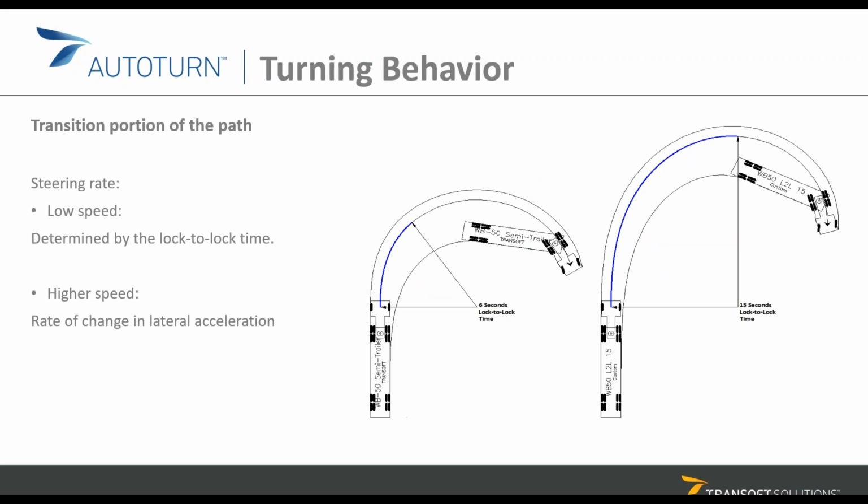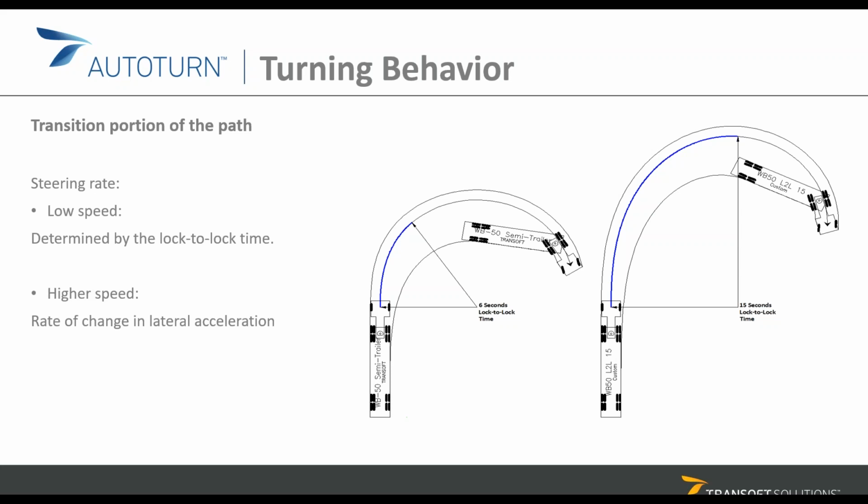So as I mentioned before, for low speed, this transition portion is based on the steering rate. And that steering rate is determined based on the lock-to-lock time in seconds. So when you have the lock-to-lock time and you have the speed of the vehicle, you can calculate how long this transition portion will be. And from that length and the speed, you can calculate the steering rate. So how much does the wheel need to steer for each section until it gets to the steering angle required to execute the turn.